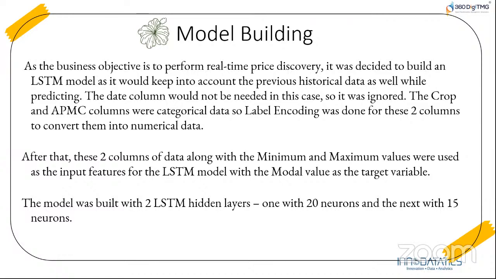After we did label encoding, we had to do min-max scaler for the entire input features, which were these 4 columns: the APMC, the crop, and the minimum value and the maximum value. After doing all this, when we tried LSTM with 2 hidden layers, 20 neurons and 15 neurons each, we got a very good accuracy. On the trained data we got 97%, and on the validation data we got 93%.